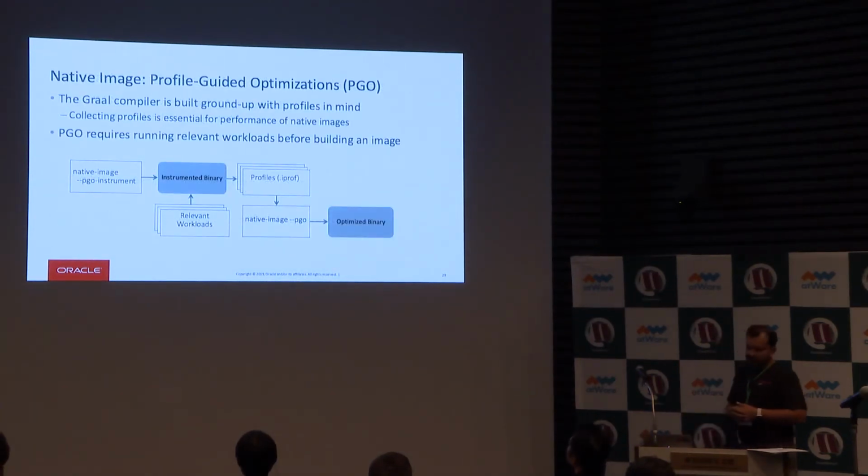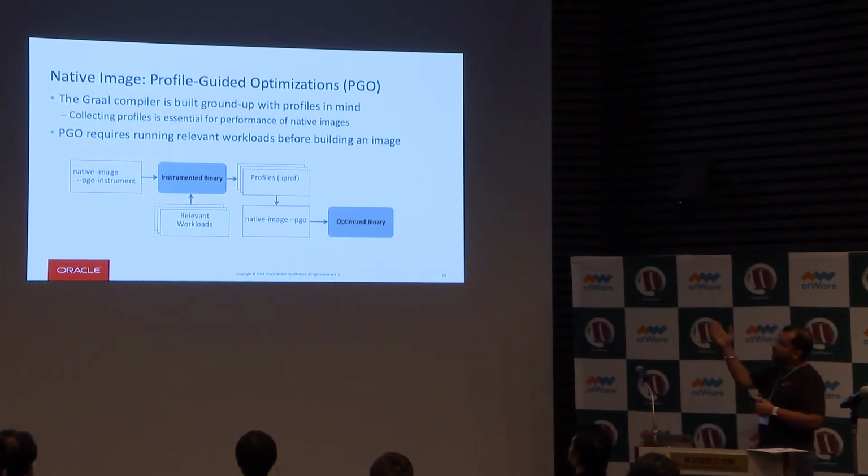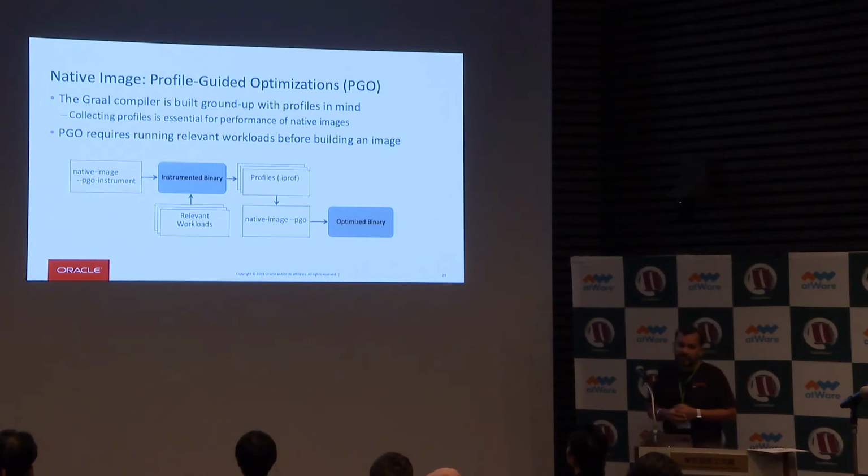Here is the profile guided optimization capability, and how it generates the instrumented binary. So there are two different parts there, right? With the workloads that you have, you then get the optimized binary. So you can collect your profiles for the performance of your native images. This is what we call PGO as part of native image.